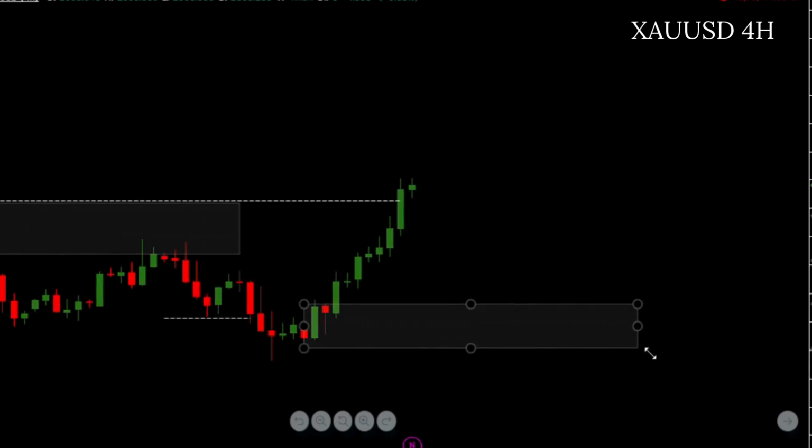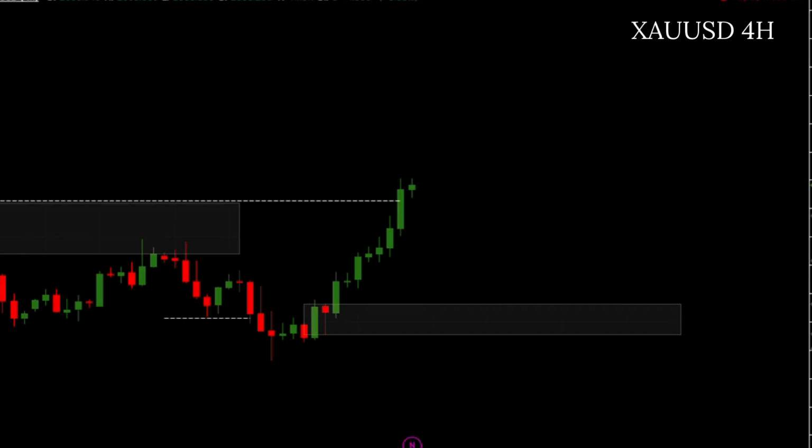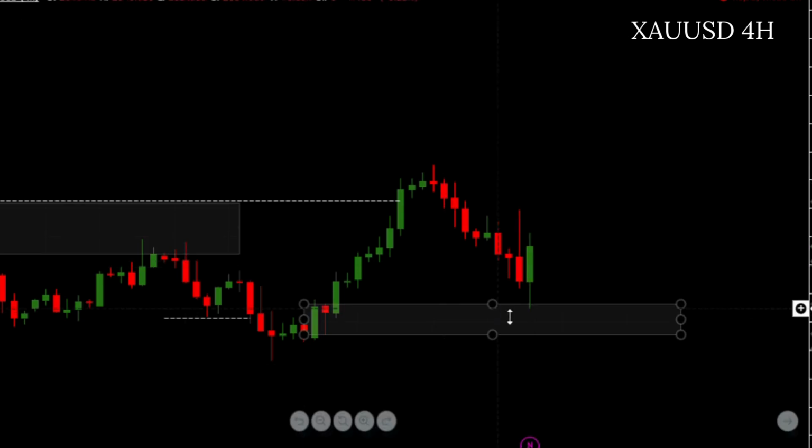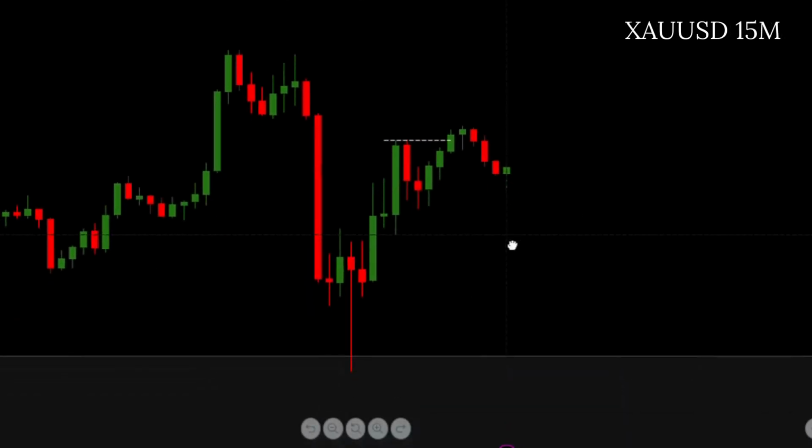We now identify the unmitigated demand zone within the flip zone, where we expect price to react and continue its bullish reversal movement. We wait for the market to return to our flip zone. After some time, price reaches the flip zone and forms a bullish engulfing candlestick, signaling a potential long entry. To refine the entry, we switch to a lower time frame, 15 minutes.